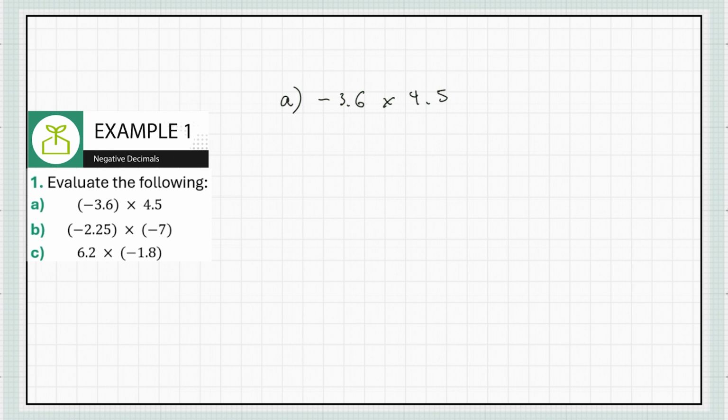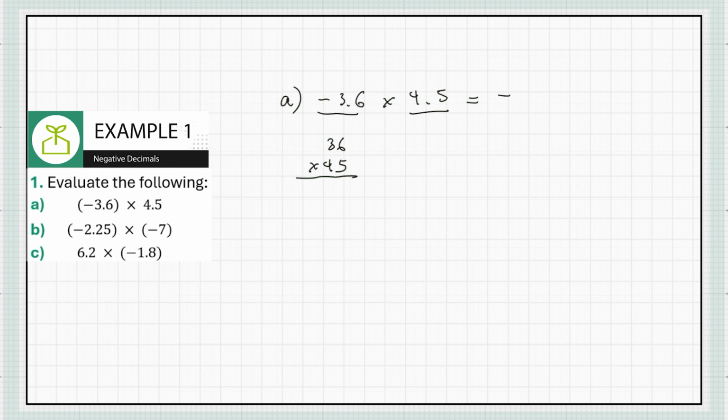So if we were going to do this, the first thing we need to look at is the signs. Minus 3.6 times 4.5 is a negative multiplied by a positive, and that means that our answer, which we'll put in here at the end, is going to be negative. With that said, let's get started on our multiplication. So we're going to do 36 multiplied by 45.